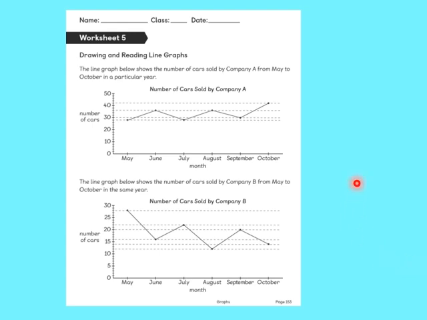Okay, so here is today's worksheet. Now on the first page of the worksheet, you don't need to write anything. It shows you 2 line graphs. One is for the number of cars sold by company A from May to October, and the other one shows you a line graph showing the amount of cars sold by company B from May to October in the same year. So you need to look at these really carefully to be able to answer the rest of the questions.